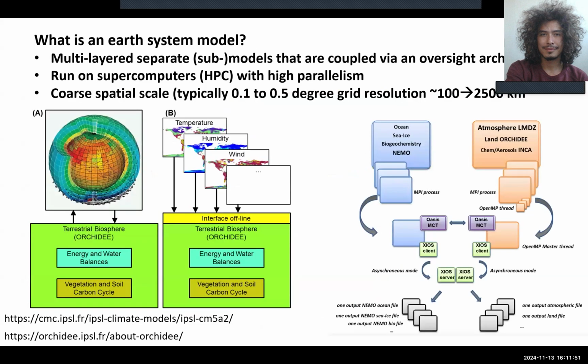So what are Earth system models? They have many different compartments. For ours, for example, in the IPSL model, we have an ocean side and a land and atmosphere side. So for the ocean, you have a sea ice model, which is separate, a biogeochemistry model, which is separate, an ocean circulation model, which is separate, an atmospheric model, a land model, and a chemistry and aerosol model. And so all these things interact with each other at vertical and lateral grids in 3D space.